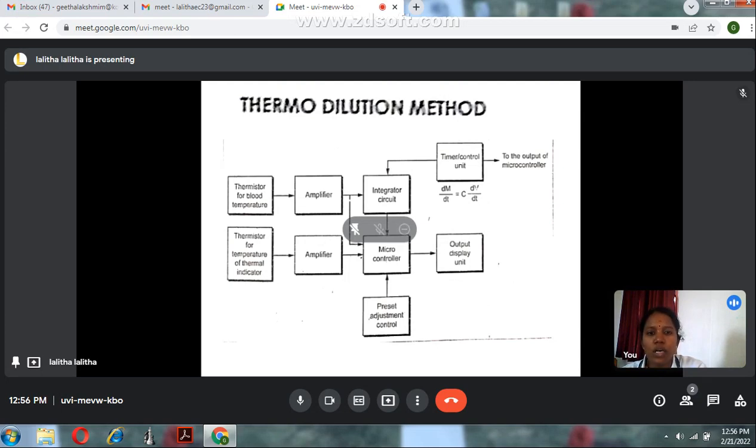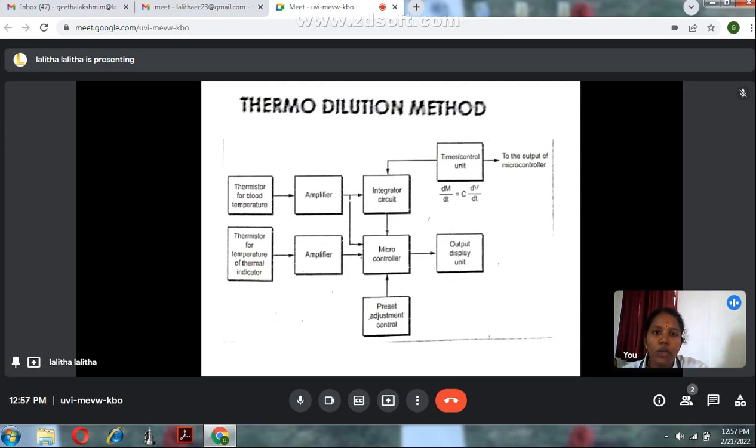The microcontroller output is connected to the output display unit. This displays, records and displays the system output, the cardiac output measurement. Here the indicator circuit also consists of a timer or control unit. The timer or control unit is the output of the microcontroller. So we get the output dm divided by dt is equal to C into dV by dt.